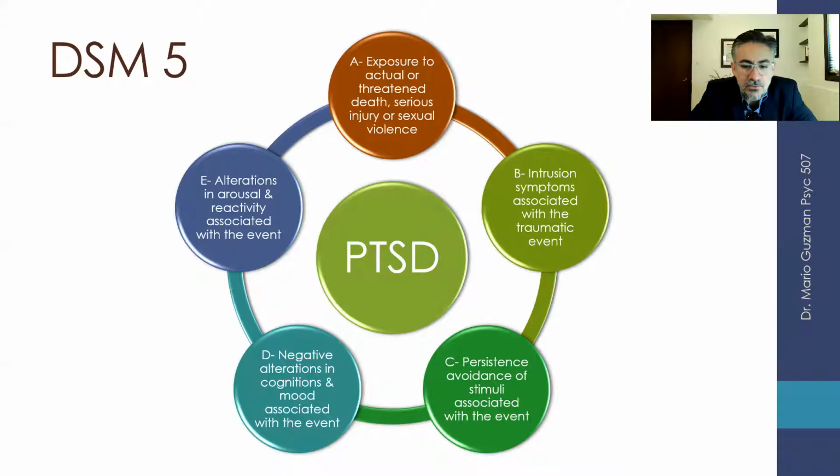Persistence, avoidance of stimuli associated with the event. I don't want to talk about that. I don't want to see anything about that. I am not going there, right? They are avoiding the situation. There's a negative alteration in cognition and mood associated with the event. So depression is very common on these clients. Of course, anxiety is very, very common. That's why the DSM-4 used to be part of the anxiety disorders.